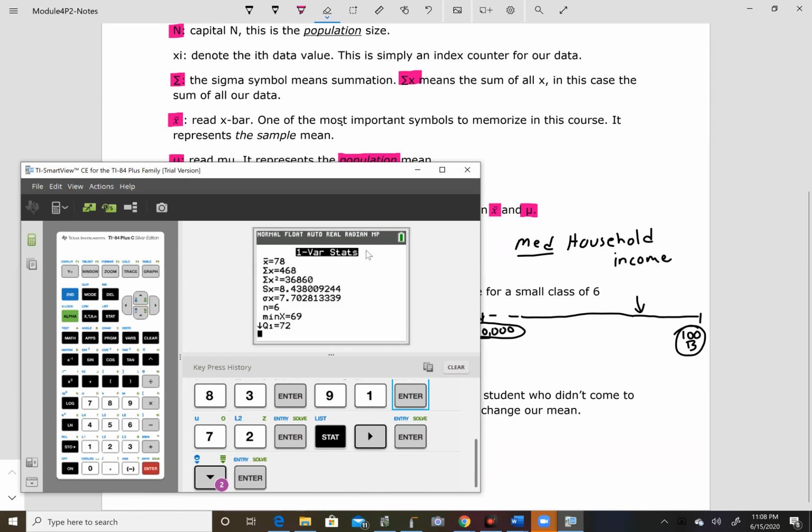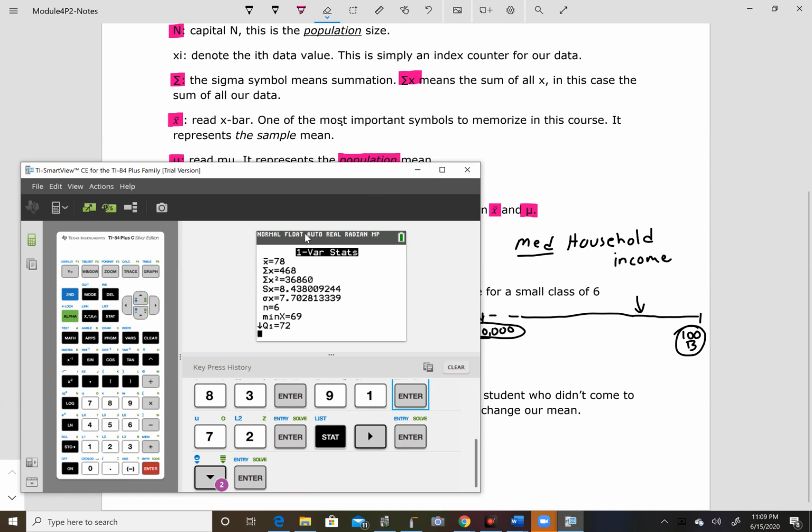So we are looking for X bar. It's the very top. The mean for this data is 78. So my calculator added them all up and divided by 6, and it got 78. You could have just added them all up, divided that answer by 6, and you should also get 78, but I wanted to teach you how to use this.